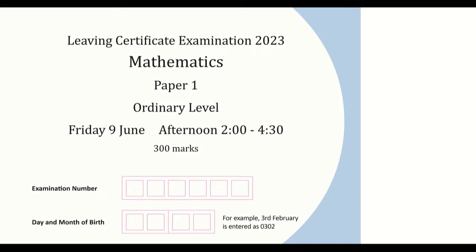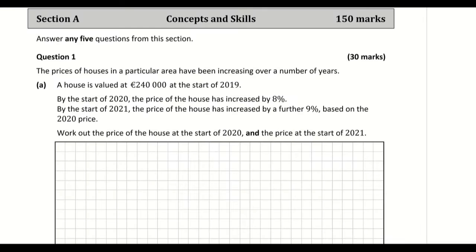These are the solutions to the Leaving Cert 2023 Ordinary Level Maths Paper 1. Section A, question 1a. A house is valued at 240,000 at the start of 2019.